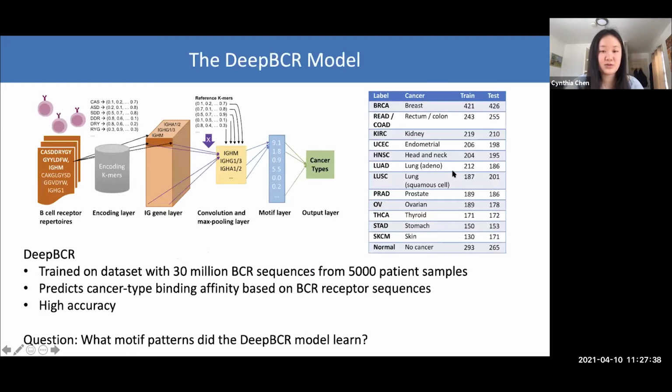So previously, my mentor developed the DPCR model, which is a 6-layer deep neural network, as you can see here. The DPCR model was trained on more than 30 million B-cell receptor sequences from 5,000 patients. After model training, it was able to achieve a really high accuracy in predicting what cancer type a certain B-cell receptor sequence belonged to. And so this high accuracy prompted us to ask the question of what exactly did the model learn from the training data that allowed it to make such accurate predictions? And how can we extract this information?